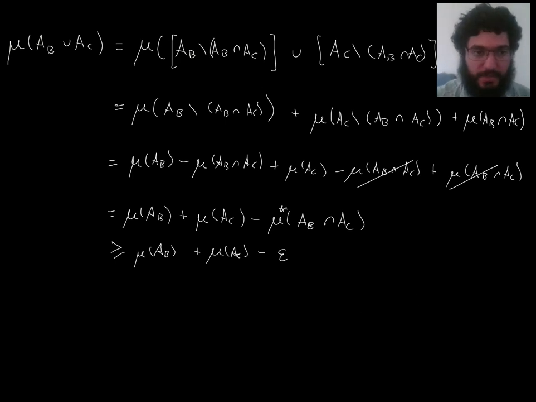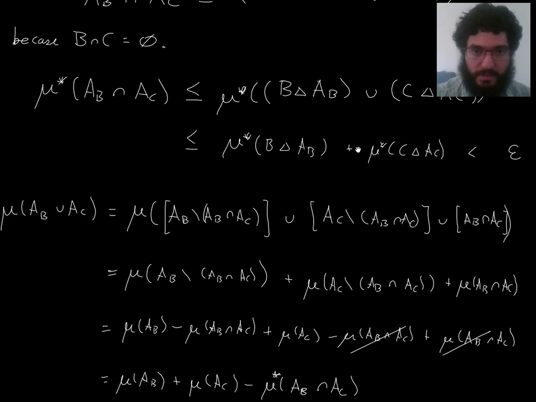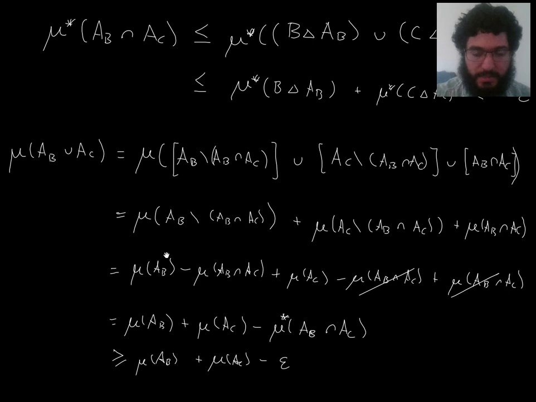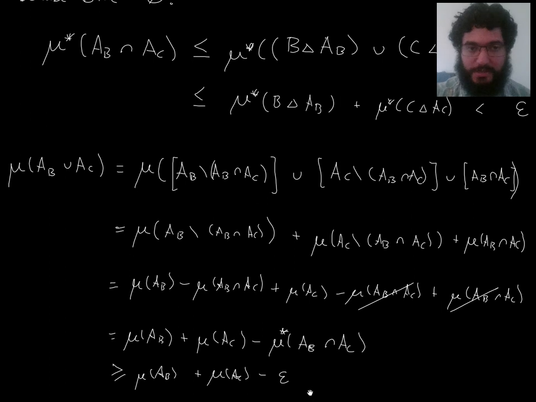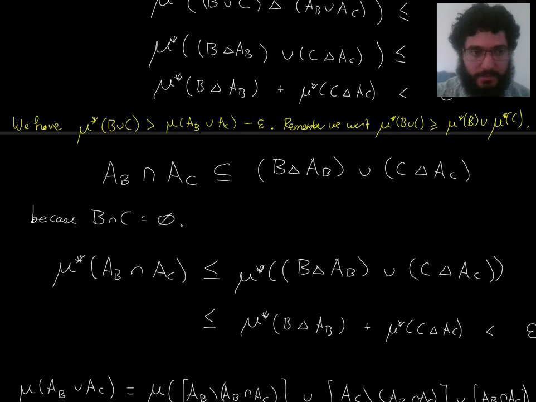Okay, so you see what I was doing in this line. I was really figuring out what's my epsilon cost for replacing mu of AB union AC by mu of AB plus mu of AC. And the cost is 1 epsilon. All right, so we now can update what we have.